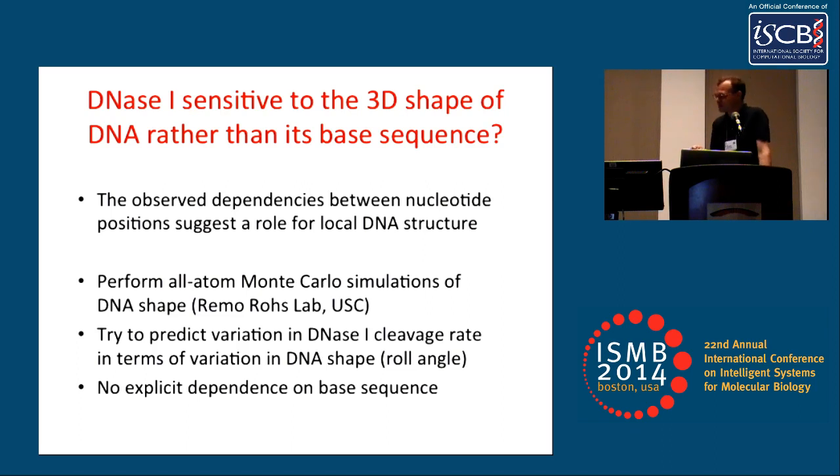Okay, so now we were trying to understand, in terms of a structural mechanism, what is going on here. In order to do that, Remo Rosa's lab performed all-atom Monte Carlo simulations of free DNA in solution. It was actually using an implicit solvent model for this, right? And then that would give us predicted shape parameters, things like minor groove width and the roll between adjacent base pairs from these computer simulations. But they had nothing to do with DNase I or the kind of experiments that we're trying to explain, right?